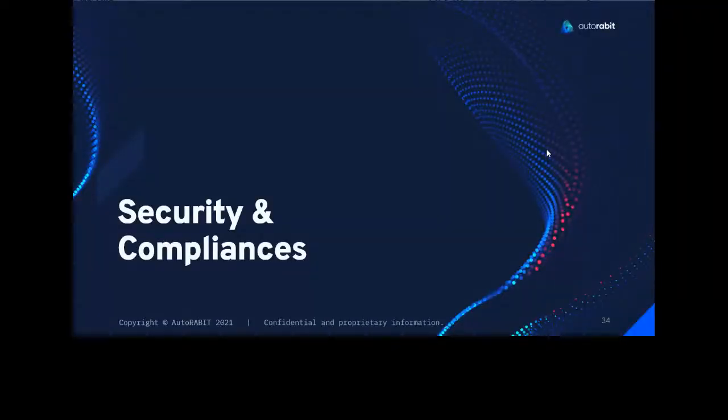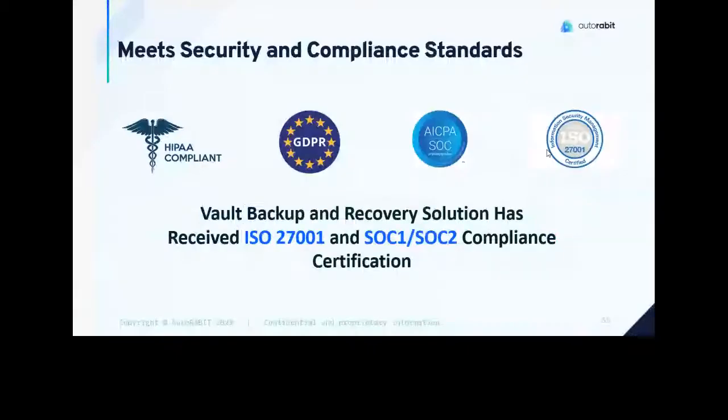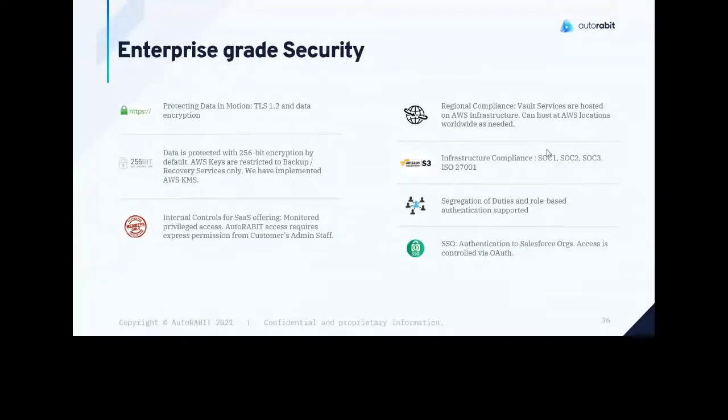When it comes to security and compliances for all the three products that we have, some of the compliances that we meet are HIPAA, GDPR, SOC 1, SOC 2, and ISO compliance. Through these compliances, we try to make sure that your data is very, very secure. We have enterprise-grade security in place, starting from protecting data in motion to 256-bit encryption to bring-your-own-keys based AWS KMS implementations, internal controls, infrastructure compliances.